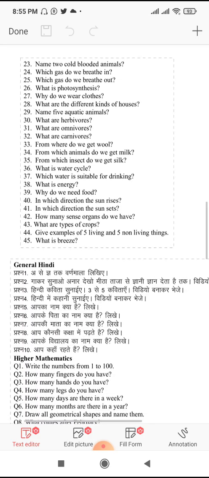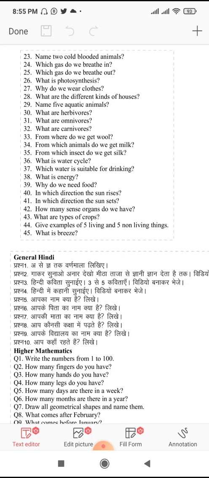Name two cold-blooded animals. Cold-blooded animals means lizard and snake or frog. Okay, which gas do we breathe in? We breathe in oxygen. Which gas do we breathe out? We breathe out carbon dioxide. What is photosynthesis? Photosynthesis is the process of making food by green plants. Okay, leaves of the green plants, in the presence of sunlight, chlorophyll, and carbon dioxide.